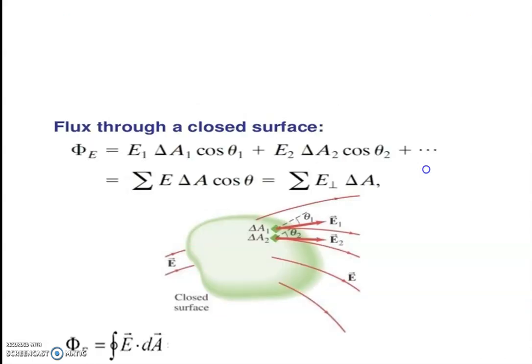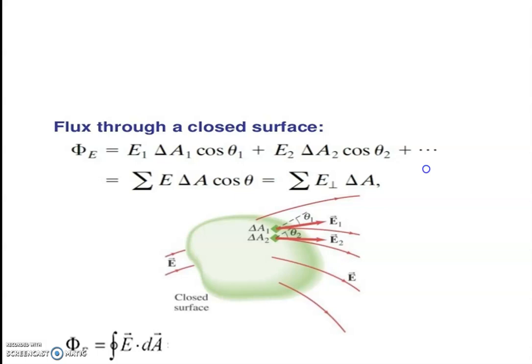Now we are considering a closed surface. If the surface is closed and the electric field is not uniform, then at different positions the values of electric field are shown as E1, E2, etc. In that case, we have to consider small areas delta A1, delta A2, up to delta AN shown in the figure, and let theta 1, theta 2, etc. be the angles made by the area vector with the electric field. So we can find the flux through each small area and sum up to find the total flux.